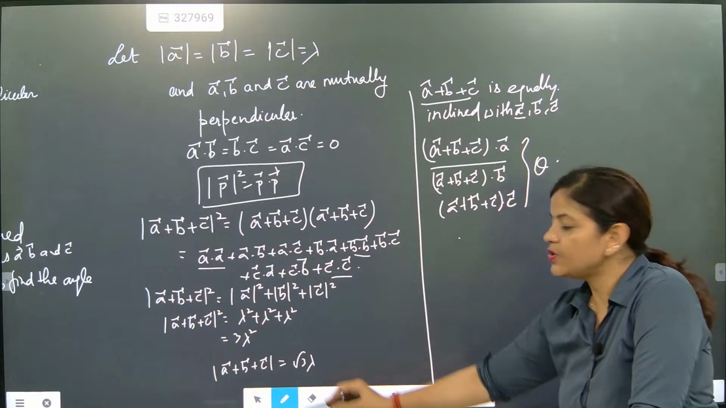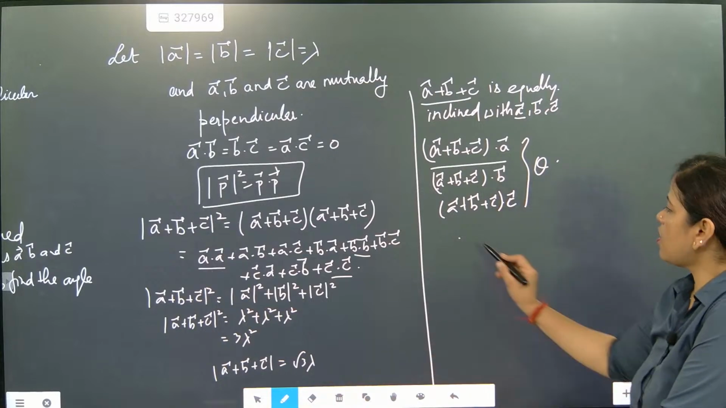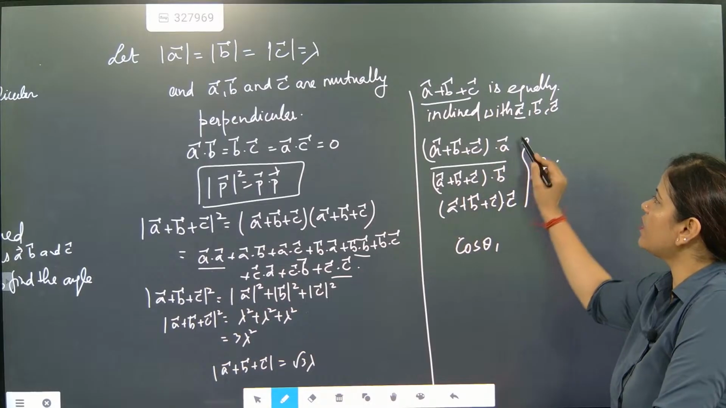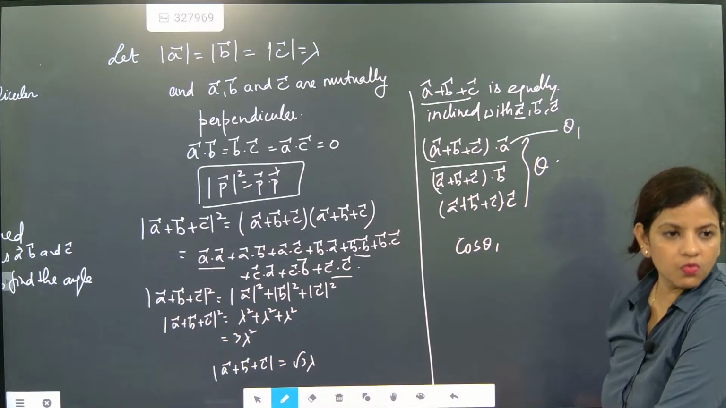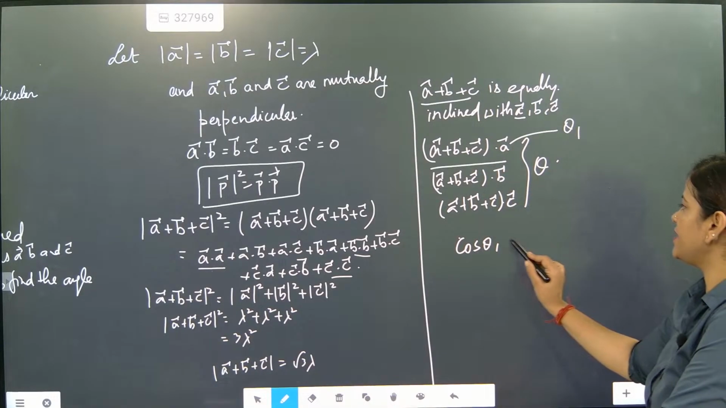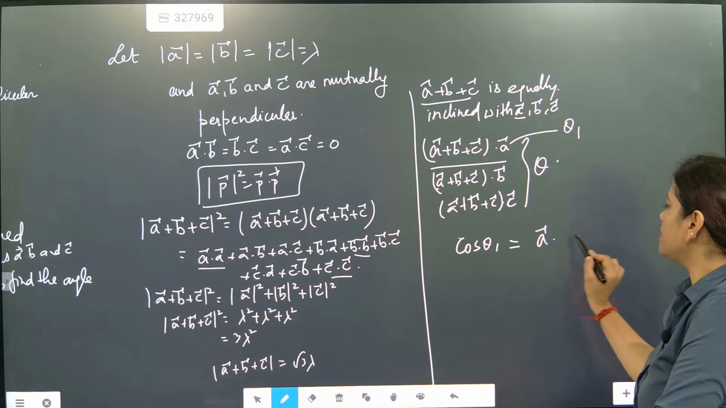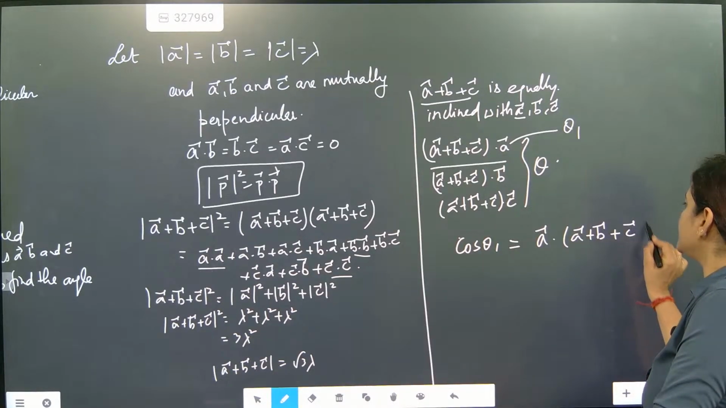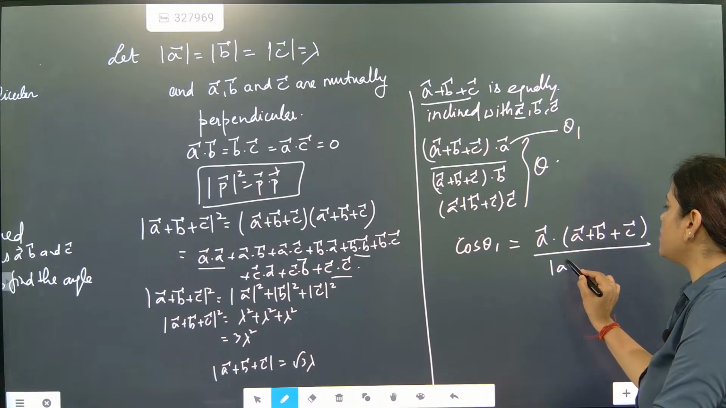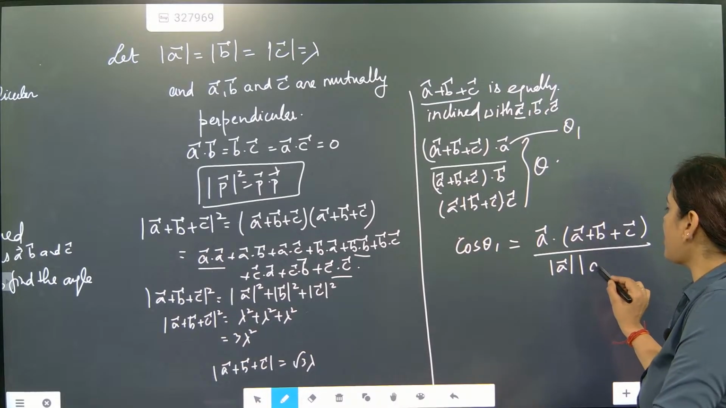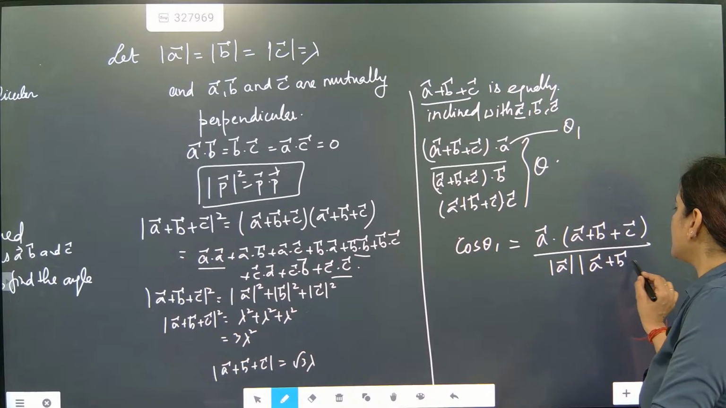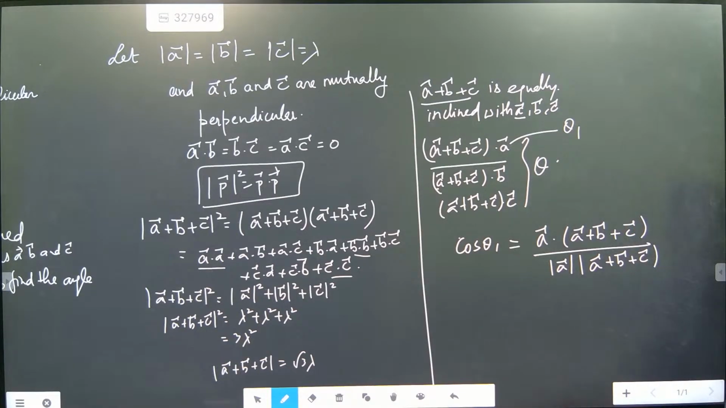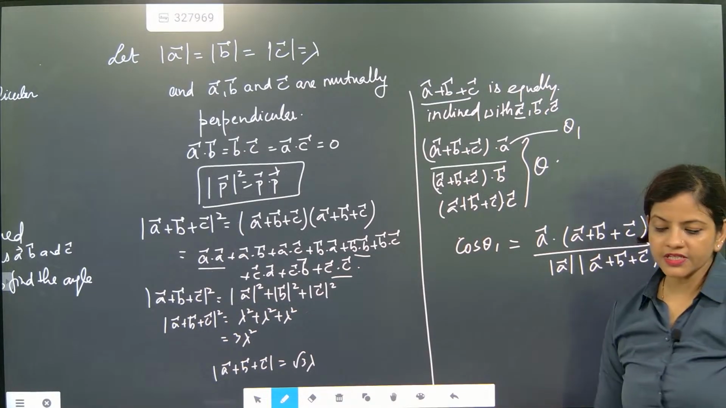What is the formula for the angle between two vectors? Cos theta 1, if they are making angle theta 1, for your case I am writing: A vector dot (A vector plus B vector plus C vector) by magnitude of A vector, and then magnitude of (A vector plus B vector plus C vector). Can we write like this? Done? Correct. Now what is exactly given, beta?